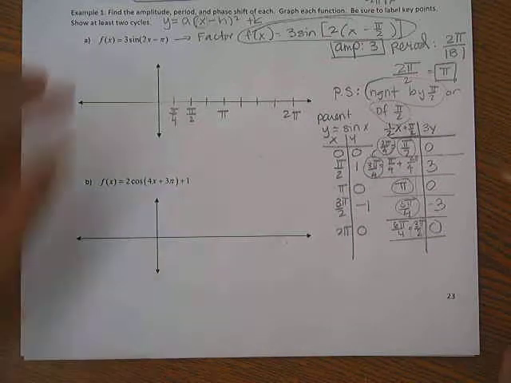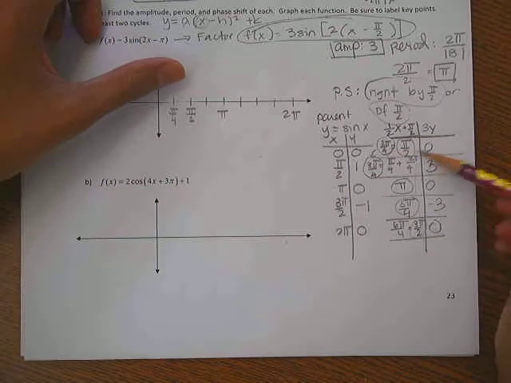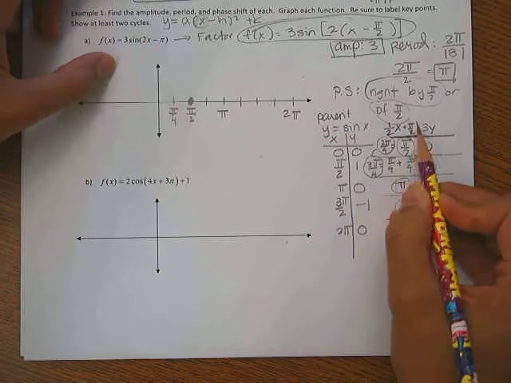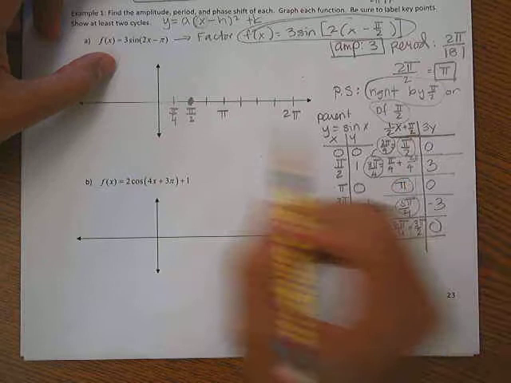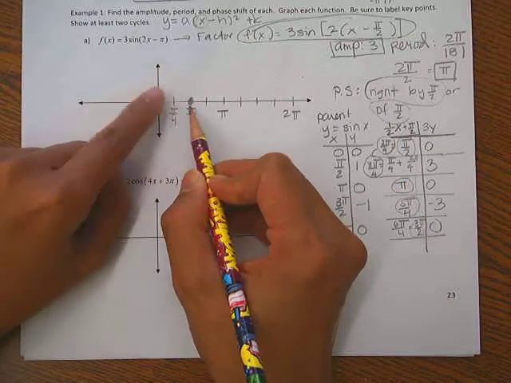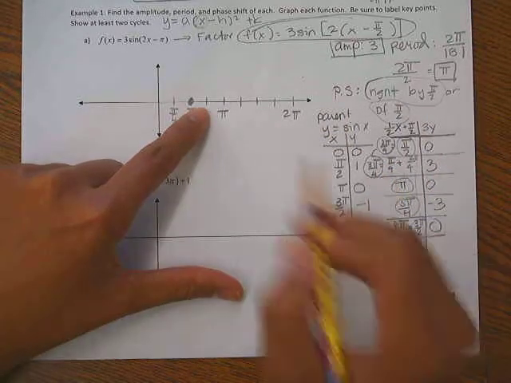Okay, let's graph. 2 pi over 4, or reduced down to pi over 2, I'm saying it's 0. That makes sense because I'm moving to the right by pi over 2. Usually sine starts at 0, 0, but because I'm moving right by pi over 2, now it's at pi over 2 comma 0. 3 pi over 4, which is one tick mark over, I have to go all the way up to 3.